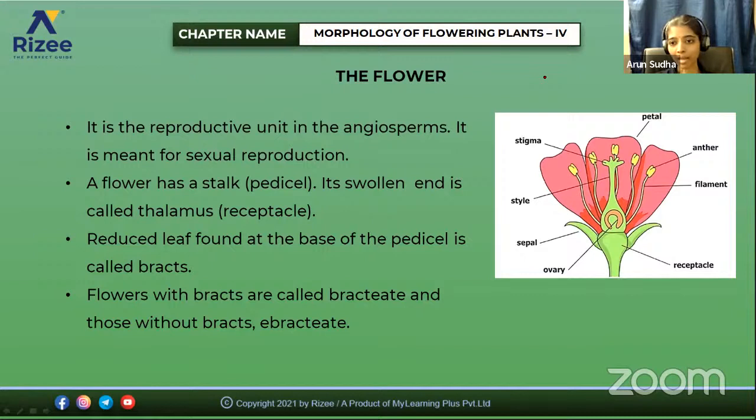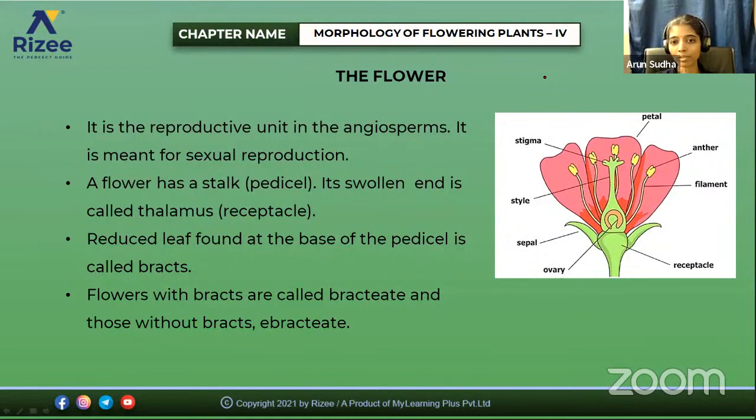So if you take a flower, it is one of the characteristic features in the angiospermic plant. Because of this flower, actually, it is a reproductive unit and it is responsible for sexual reproduction. So there occurs a variety of plants as a result of sexual reproduction. That is, there occurs a fusion of the gametes.